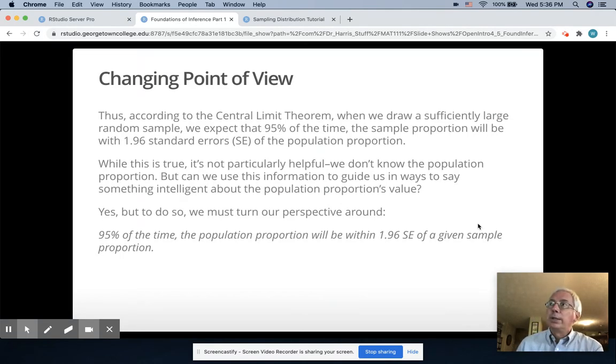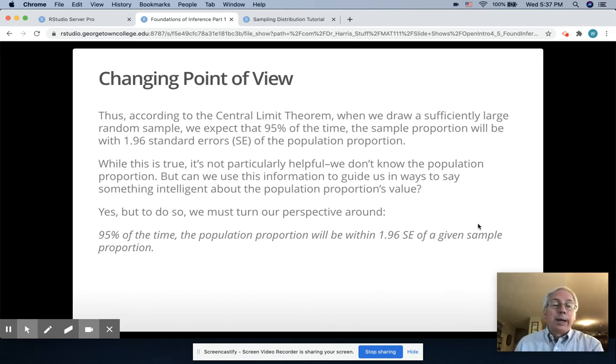So here's the deal with trying to understand what a confidence interval is all about. It's going to require us to change our perspective, change our point of view. The central limit theorem says that 95% of the time, the sample proportion will be within 1.96 standard errors of the population proportion, because it's going to be approximately normally distributed. But since we don't know the population proportion, this isn't a useful way to state this. And so what we need to do is turn things around and look at it from the other side, another point of view.